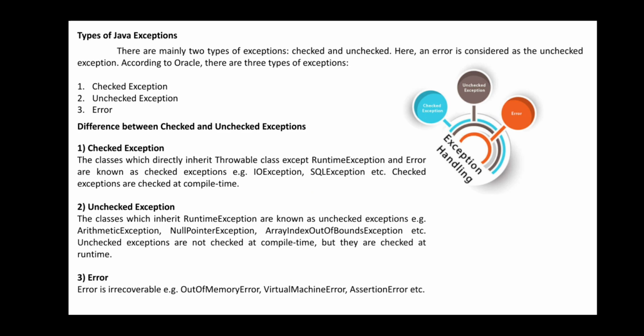Checked exceptions are checked at compile time. So checked exceptions are those which are checked at the time of compilation of a program when you are running that particular program. That is what is called a checked exception. Unchecked exceptions occur at the time of runtime. Runtime means at the time of execution of a program. And errors are those which are irrecoverable. Irrecoverable means out of memory error, virtual machine error, assertion error.